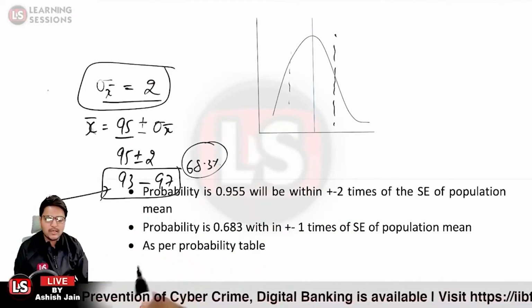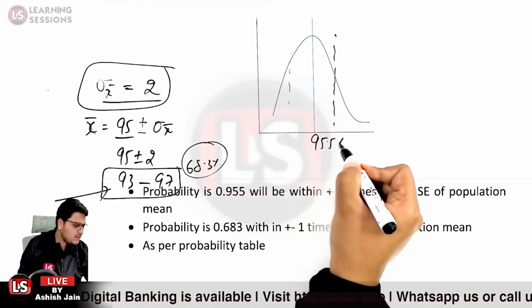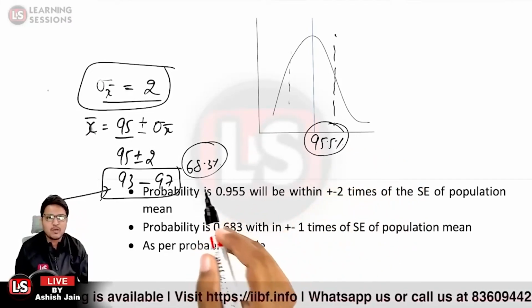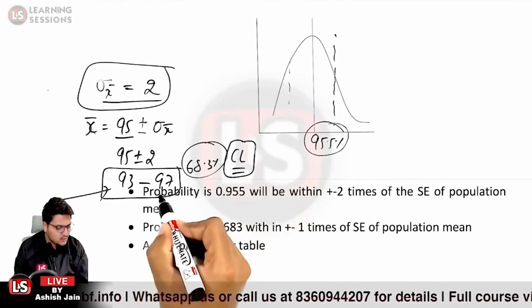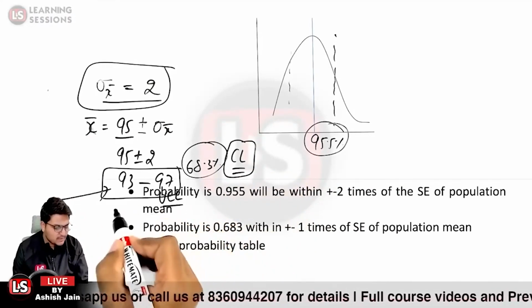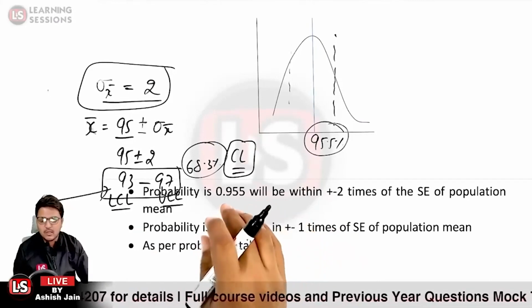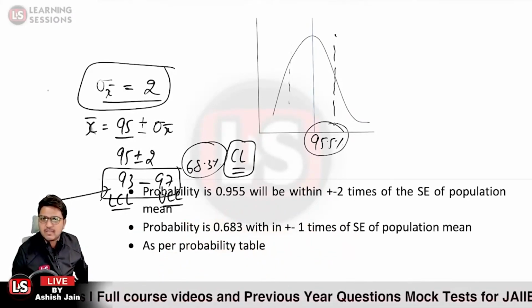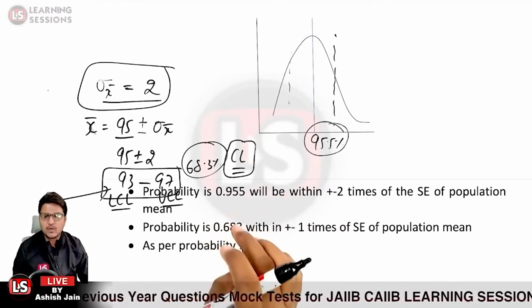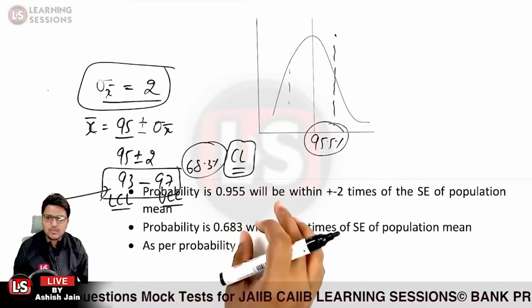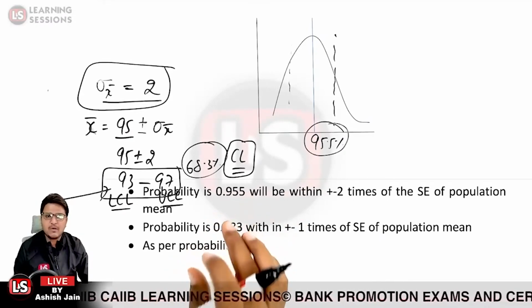And further, if we want to calculate the probability at the 95.5% confidence level, this is said to be the confidence level. So 68.3% here is the CL, that is the confidence level, 97 is the UCL, the upper confidence limit, and 93 is the lower confidence limit. Is that clear? If we want an interval with 68.3% probability, it will be the mean plus or minus 1 time sigma x bar.